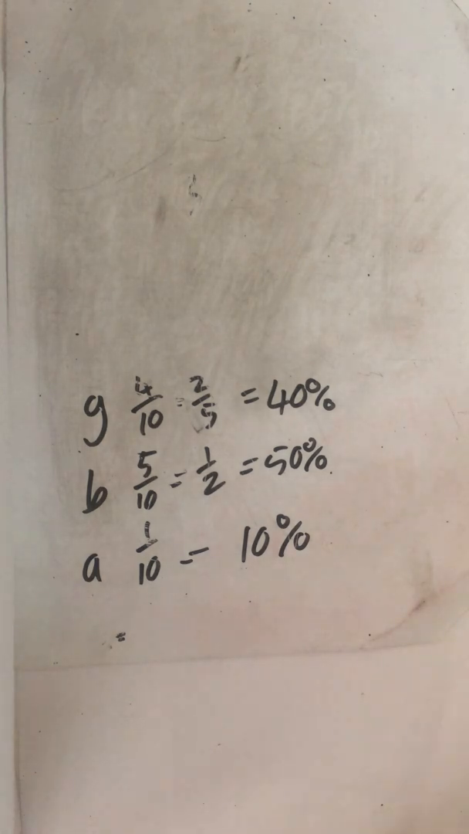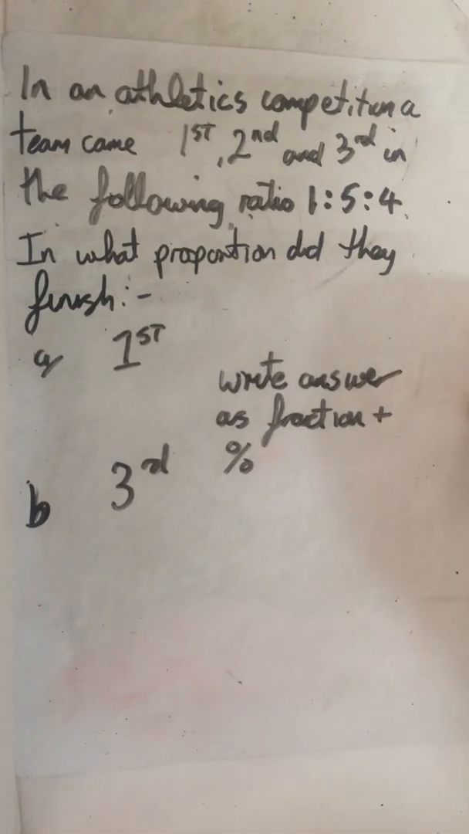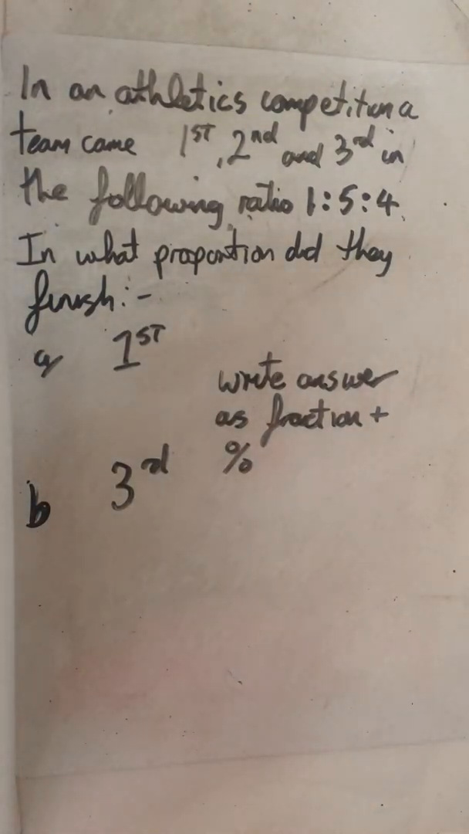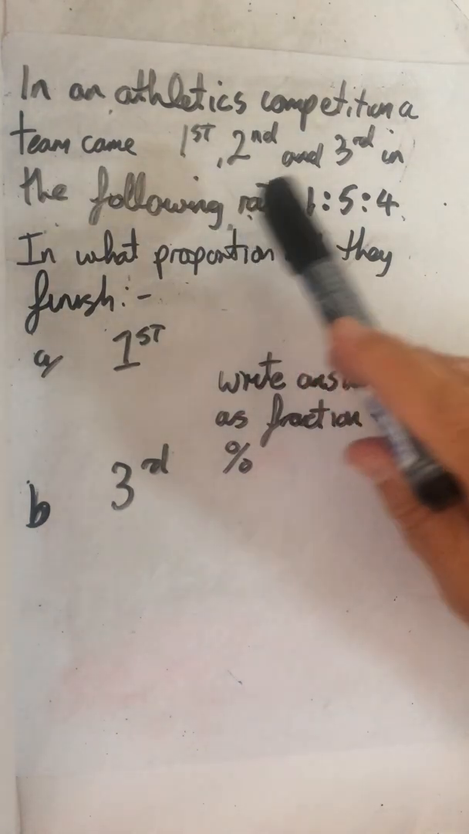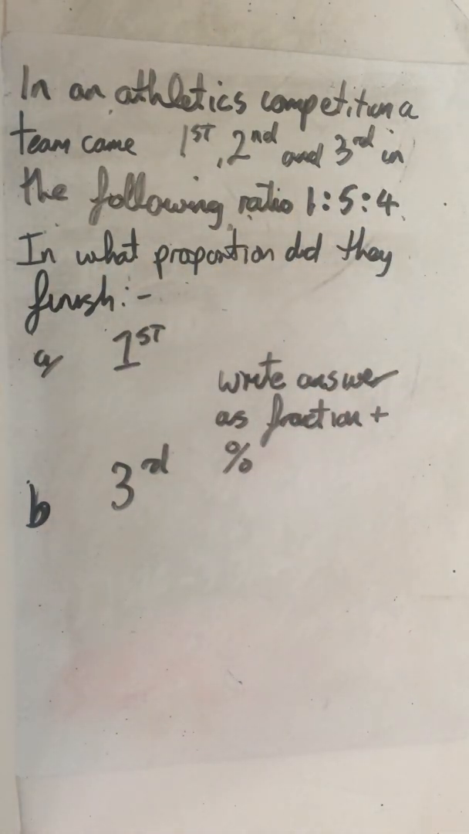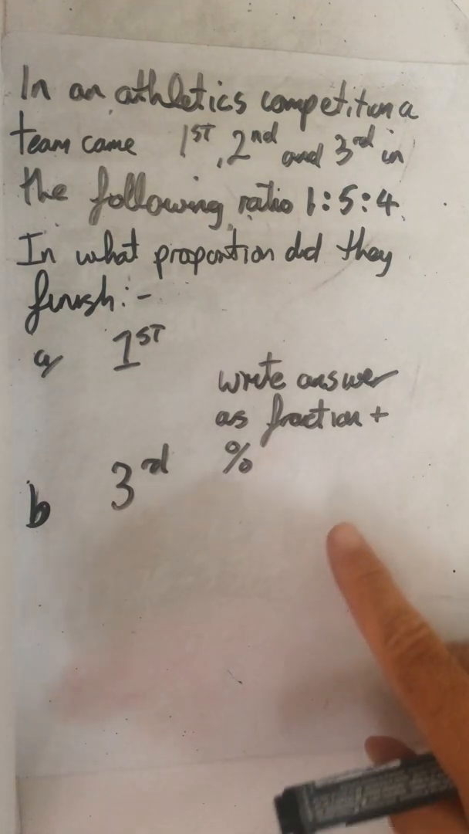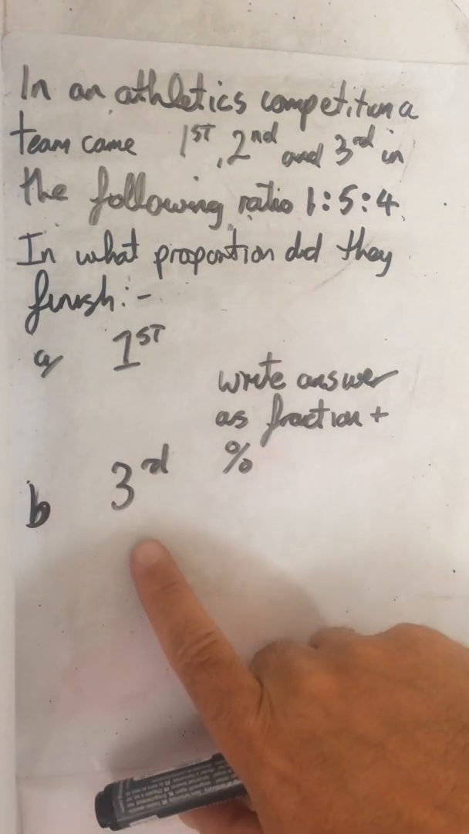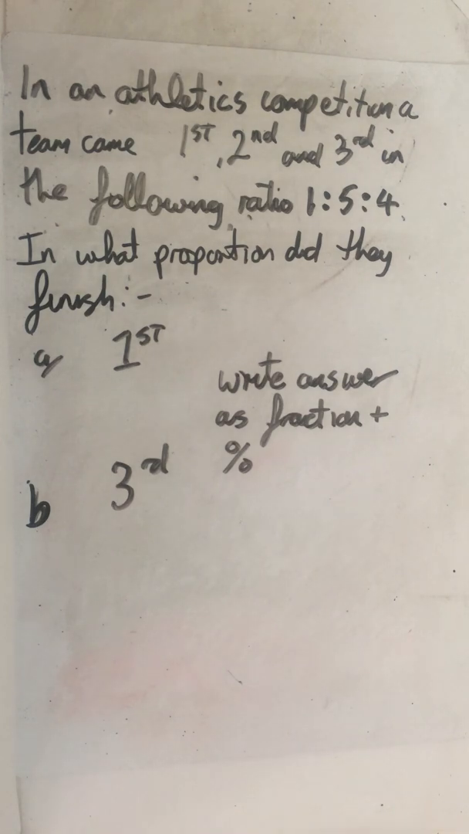Have a go at this one, please. In an athletics competition, a team came first, second, and third in the following ratio. In what proportion did they finish first? In what proportion did they finish third? Write your answer as a fraction and a percentage. Pause the video while you do that. Off you go. Press play when you're ready.